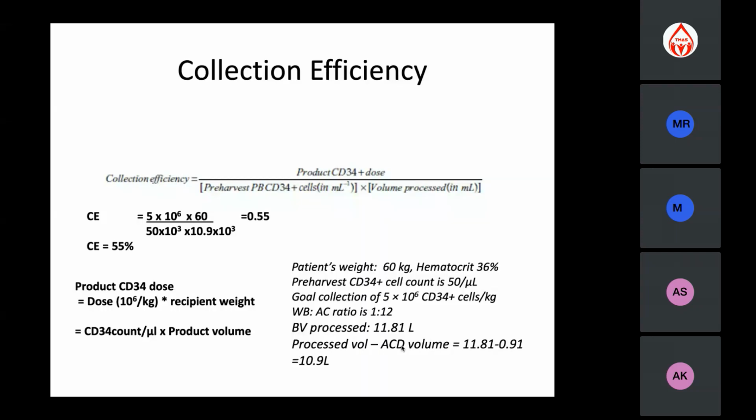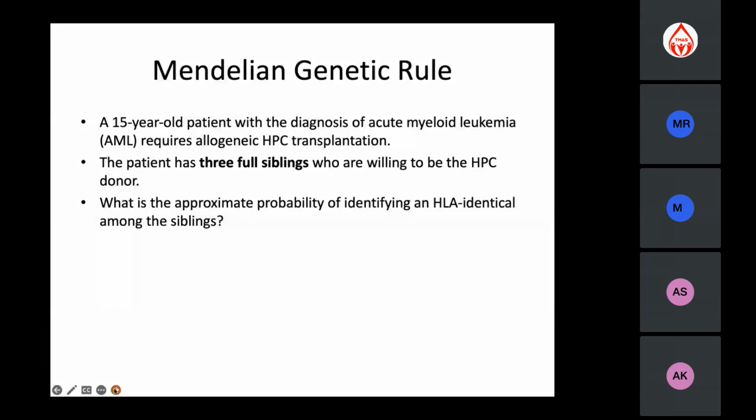We need to subtract the ACD volume and then enter the blood volume to be processed for estimating the collection efficiencies or any other formulas. So the collection efficiency is around 55% for an apheresis stem cell collection, which is a very good efficiency.